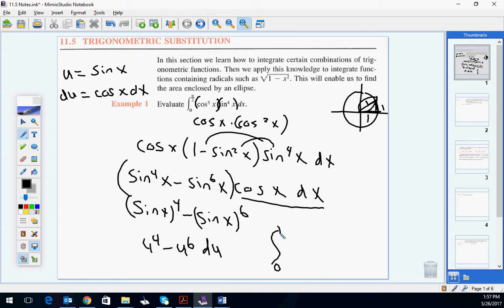Okay? Okay, so remember, sine's y. Sine of 0, you didn't go up at all. Sine of pi over 2, you're at 1. So my limits of integration changed from 0 to 1. I took these values from the beginning, and I put them in here to figure out my new limits of integration. Okay? So now, we are going to integrate u to the 4 minus u to the 6 du. Go ahead and get that down. I'm going to make a new page here so we can finish this off.